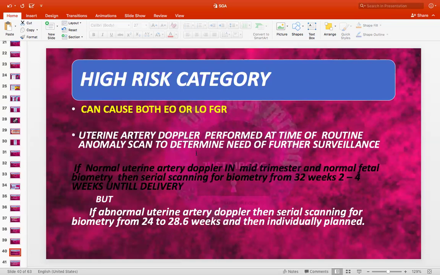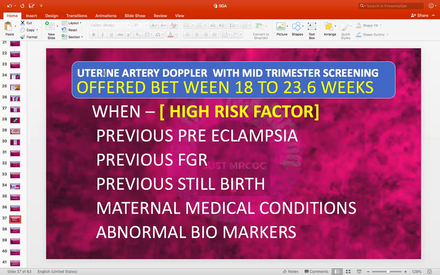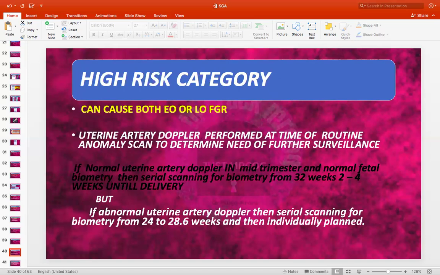Now, the high risk category can go both early and late. Uterine artery Doppler is performed at the time of routine anomaly scan to determine the need for further surveillance. This we have just read: uterine artery Doppler with mid-trimester scan at 18 to 23 weeks when there is a high risk factor. This is what they are explaining while discussing high risk, that uterine artery Doppler is performed at the time of the routine anomaly scan.